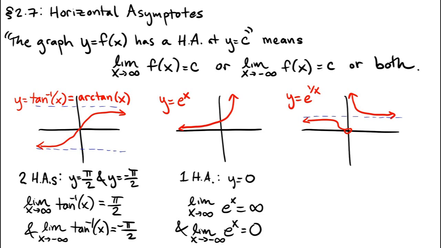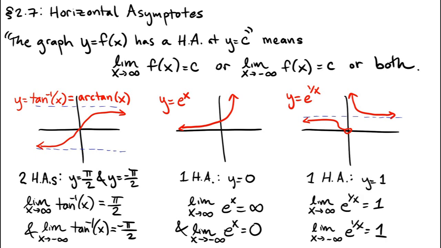So you could have one horizontal asymptote because one of the limits at plus or minus infinity gives you a number, and the other one gives you infinity, minus infinity, or does not exist. But you can also have a single horizontal asymptote because the limits as x goes to infinity and as x goes to minus infinity give you the same finite number, as is the case for y equals e to the 1 over x. Every function has 0, 1, or 2 horizontal asymptotes. But you can't have more than 2 because each one has to come from one of these two limits.